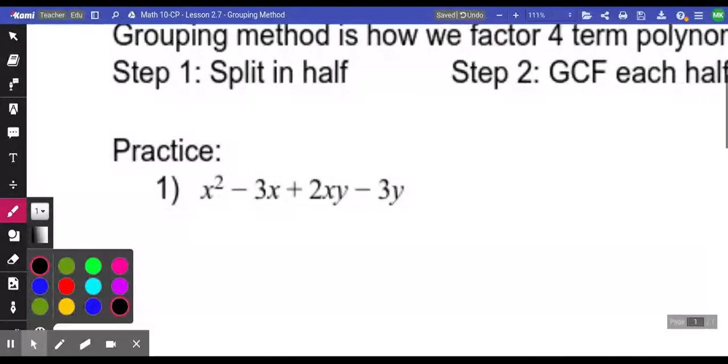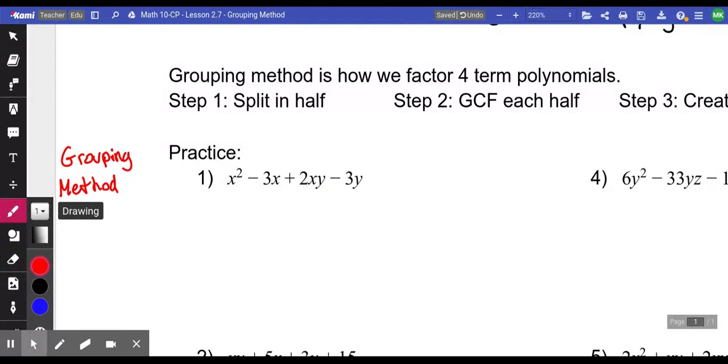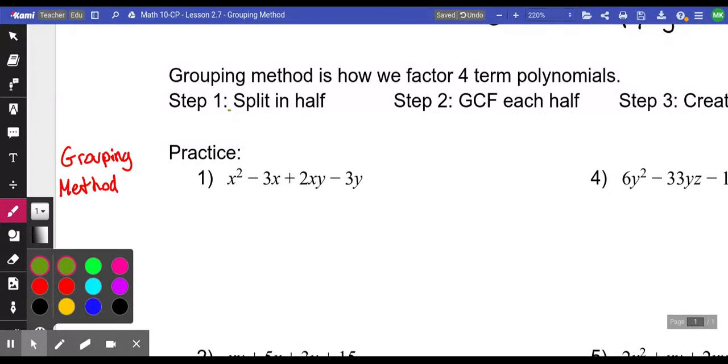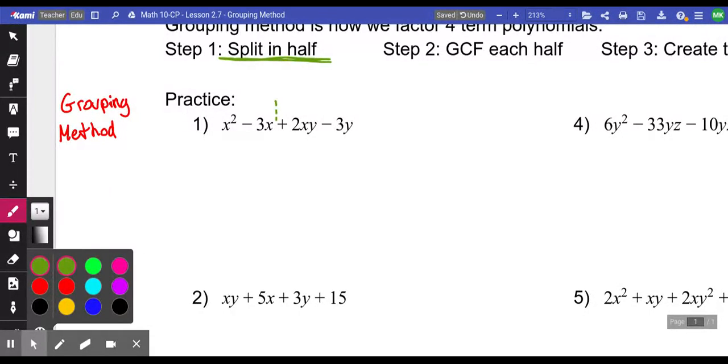So first thing we do, we look at our question. We notice that there's 4 terms, right? 1, 2, 3, 4. 4 terms means I want to do my grouping method. The first step of grouping method is to split that thing in half. So I like to draw a little dotted line right after the second term, like that. And when I cut it in half, you're going to have 2 sides. Okay, I have the red side and the blue side.